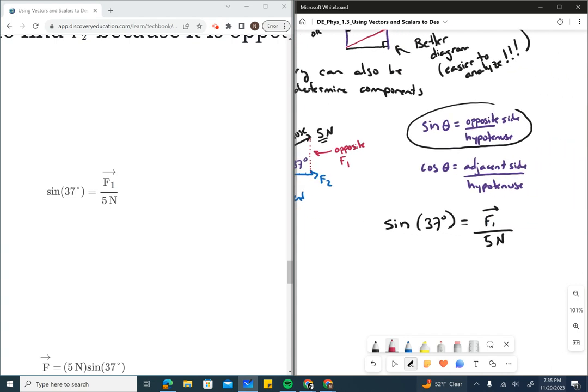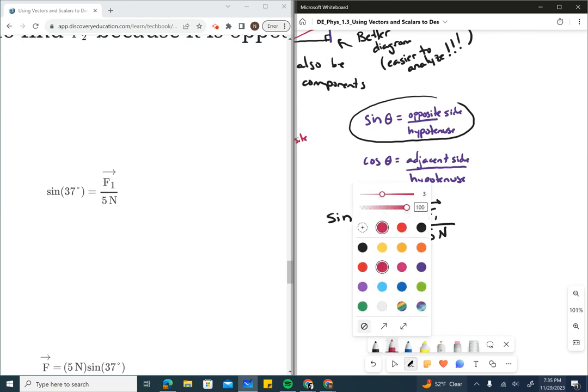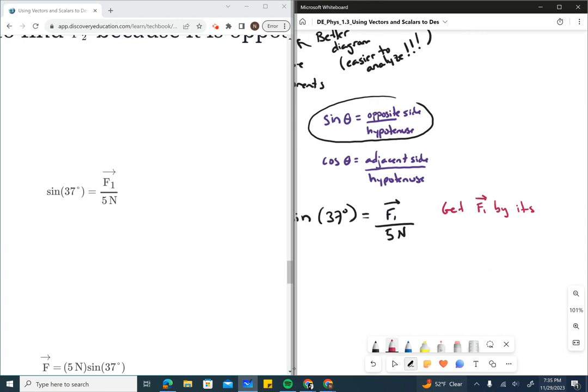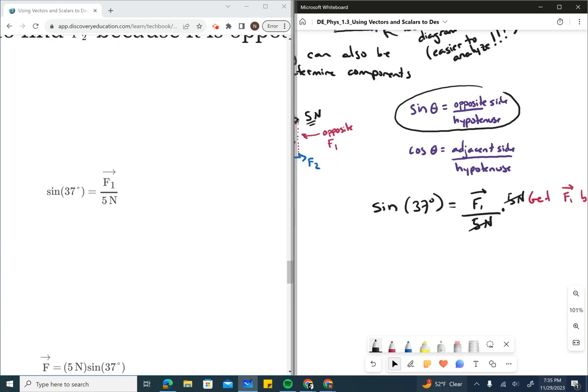Well, you've been learning how to rearrange formulas. So we want to solve for F1. You need to get F1 all by itself. How do we get F1 all by itself? I'm going to write this out on the side here. We're going to multiply this side times 5 over N. 5 divided by 5 cancels out. What you do to one side, you do to the other. So 5 newtons times the sine of 37 is going to give you your F1.